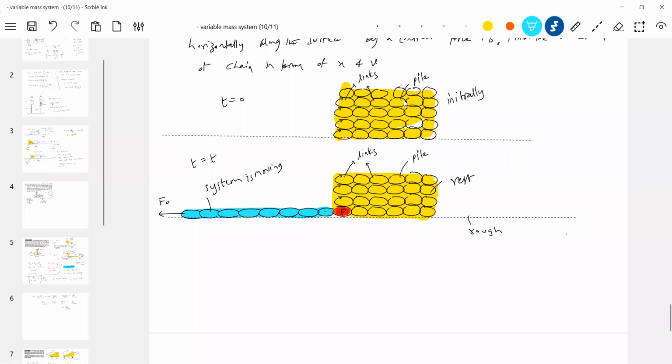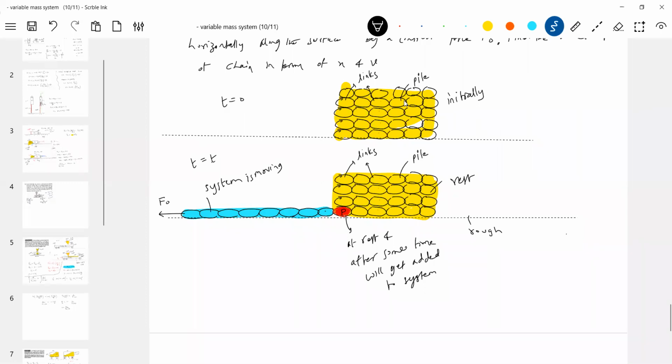So what is the state of P? P will be at rest, and after some time will get added to the system. Very next moment, it will enter the system. So now the system is gaining mass or losing mass? The moving part of the chain is the system, I'm telling that one.